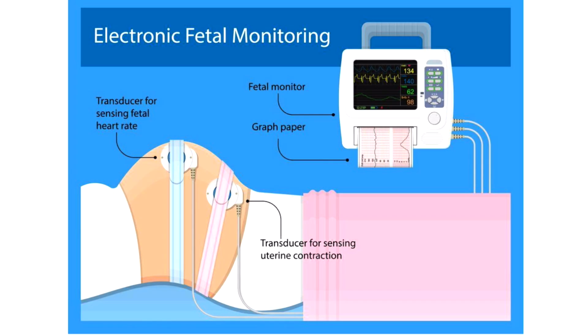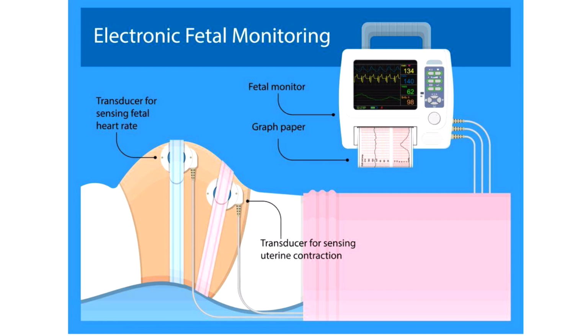This is an image from our partnership with Amboss, which highlights several important features of a normal cardiotocograph, or CTG. The top part of the image shows us the fetal heart rate. Notice that the baseline fetal heart rate is between 100 and 160 beats per minute.